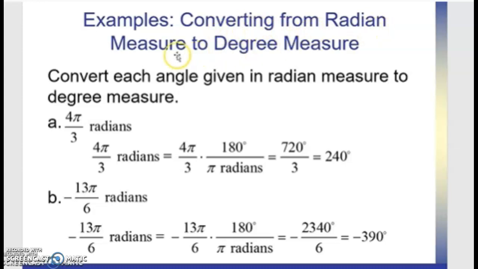Examples of converting from radian measures to degree measures. Looking at example A, we are given 4 pi over 3 radian. To convert this to degrees, of course, we must multiply by 180 degrees over pi radian, with fractions multiplying straight across. We get an answer of 720 over 3. Of course, the pi cross cancels out, leaving a final answer of 240 degrees. Another example is here if needed.